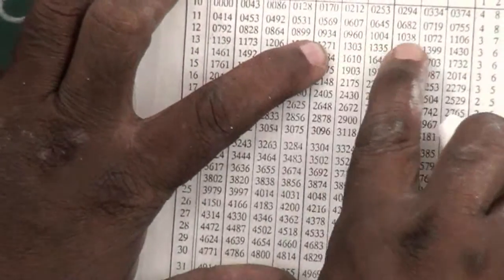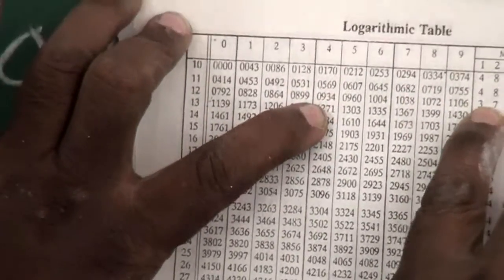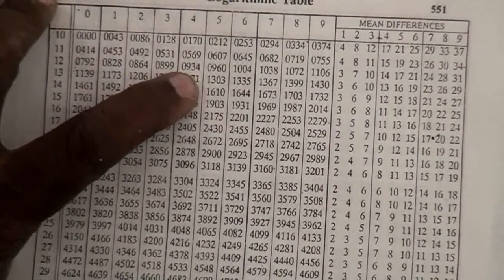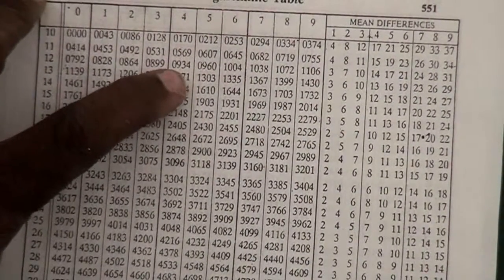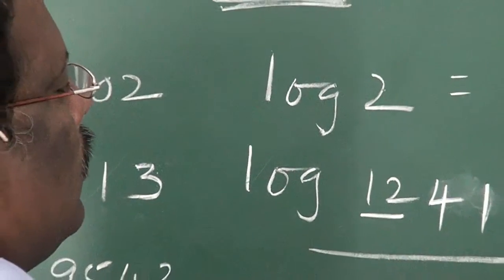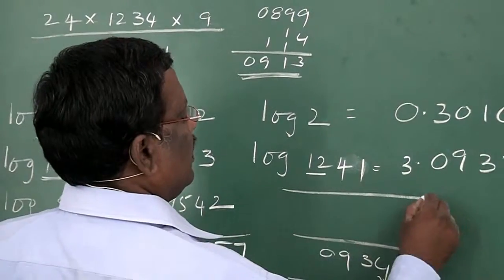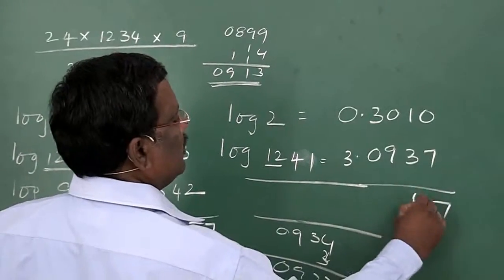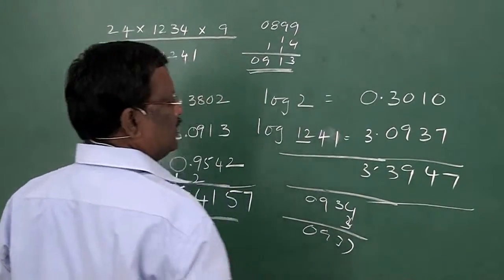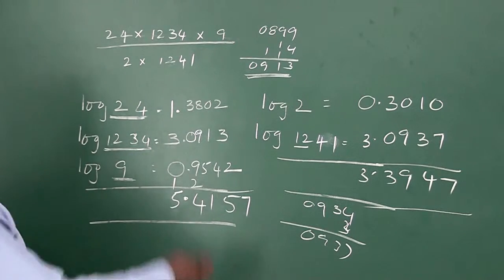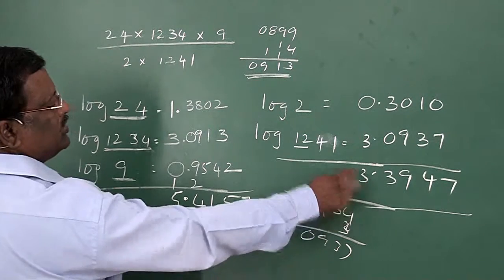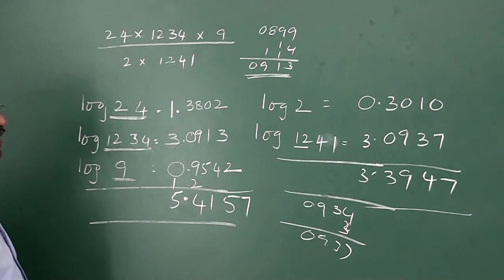For this we have a mean difference of 3. You have to add 3 to it. So 4 plus 3, if you add 3, you will get 0937. So this value is 3.0937. On adding, you will get 3.3947. That is the product of these two. The product of these two will have 4 digits. That's why the characteristic is 3.